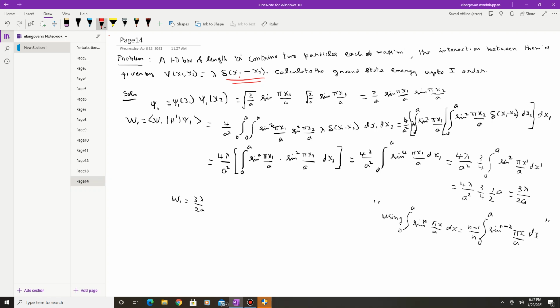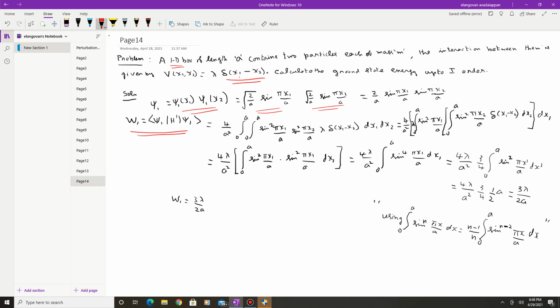Now here, this is a two-particle problem. So psi is equal to psi 1 of x1 and psi 1 of x2. So this is a box problem. So this is particle 1. For particle 1 you have one wave function, for the other particle you have another wave function. So this is a one-dimensional problem, but there are 2 particles. So this is a one-dimensional box.